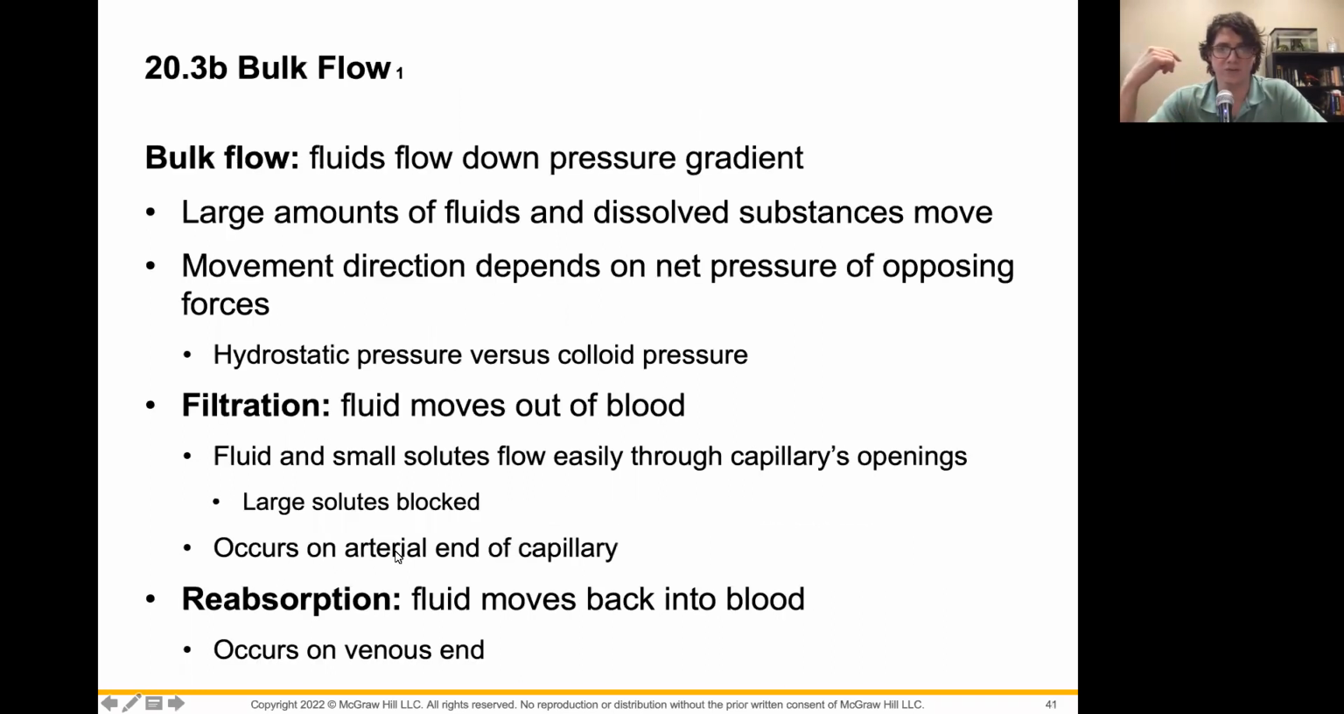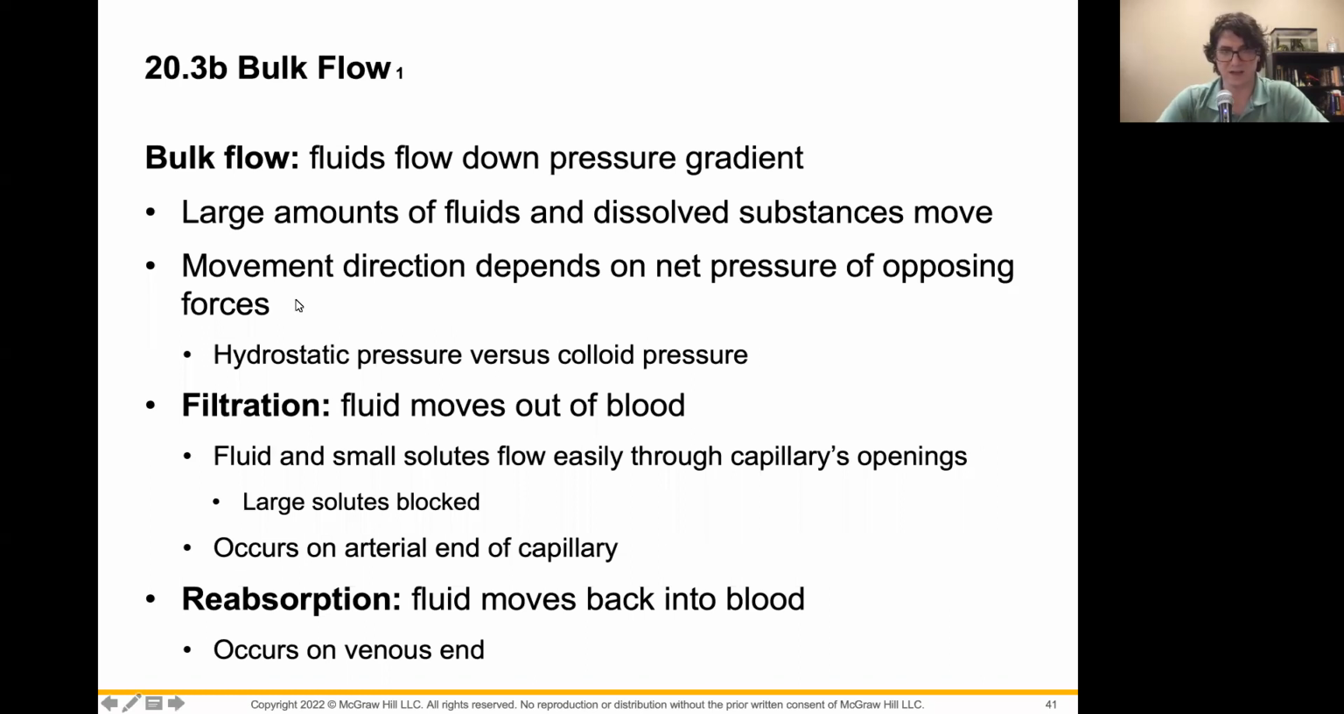Then we've got bulk flow. Bulk flow is how we're going to move small substances or even larger substances that are dissolved into the fluid themselves, but especially smaller substances that are dissolved into the fluid. We're going to move them by moving fluid. Okay. So simply by increasing the amount of fluid that we move, we can increase the amount of dissolved substance that we're moving. All right.